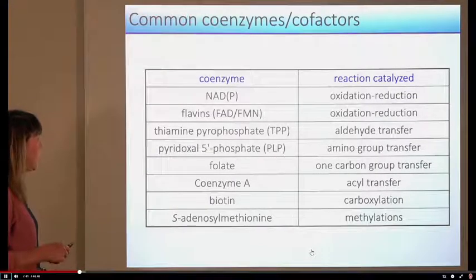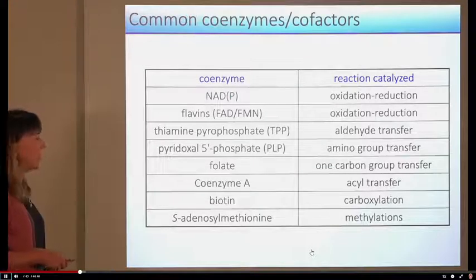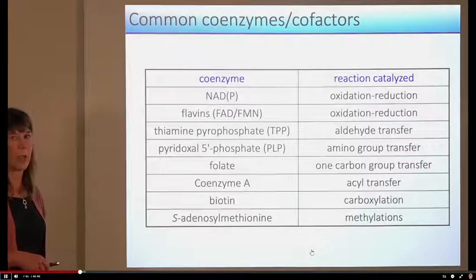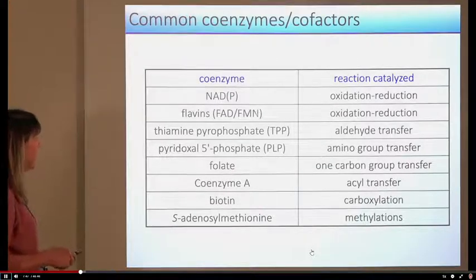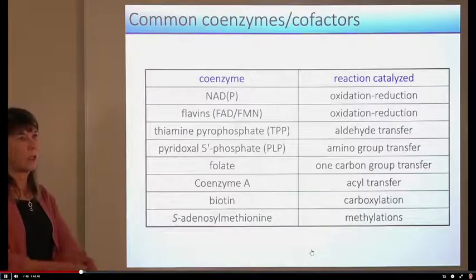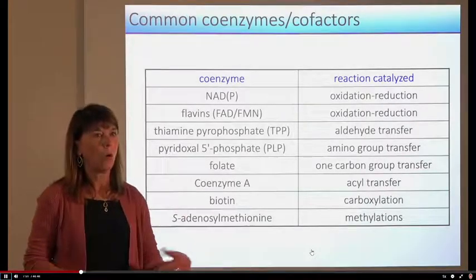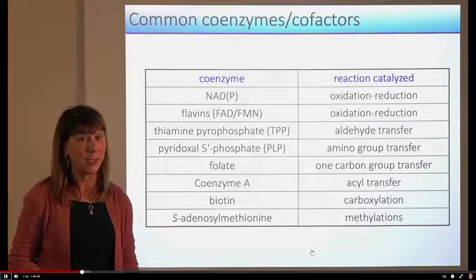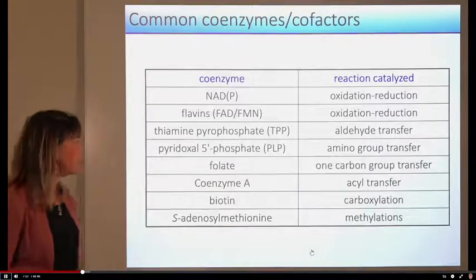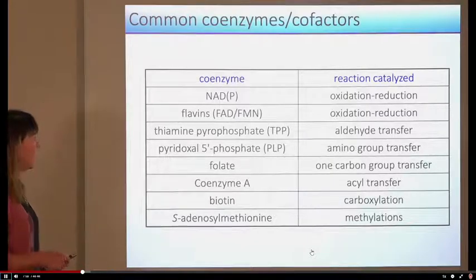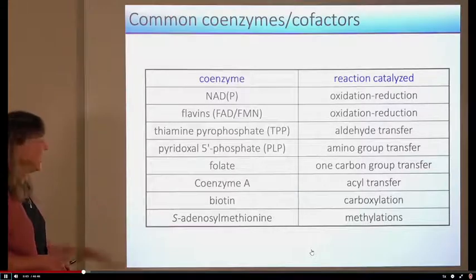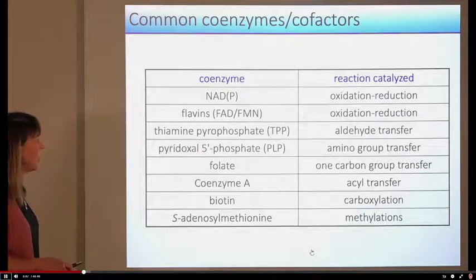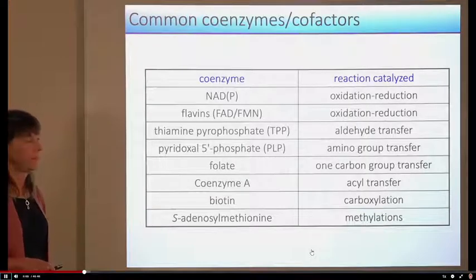NAD or NADP, it's oxidation and reduction reactions going on. The flavins, they're also oxidation reductions. You're either gaining electrons or losing electrons. Leo the lion says ger: loss of electrons is oxidation, gain of electrons is reduction. This is where you're moving aldehyde groups around. TPP, stunning chemistry. And the pyridoxal 5' phosphates, we'll talk about that next lecture. They're involved in amino group transfer.